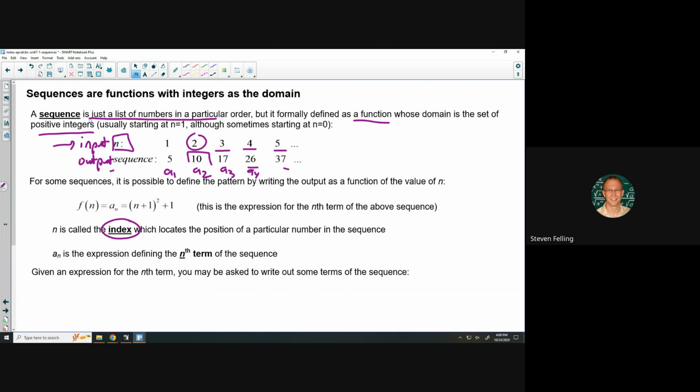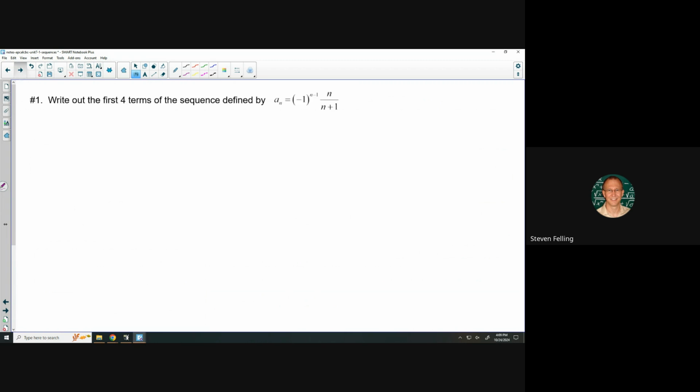So it basically locates how far we are into the sequence. Right, so n is 1 is the first term in the sequence, n is 2 is the second term, and so on. One thing that we might be asked to do is a problem like this: write out the first 4 terms of the sequence that's defined by a given rule. If we have a rule like that, we can write this out.